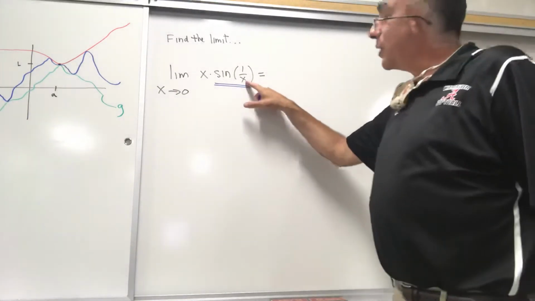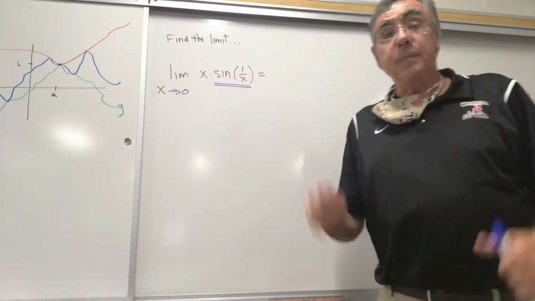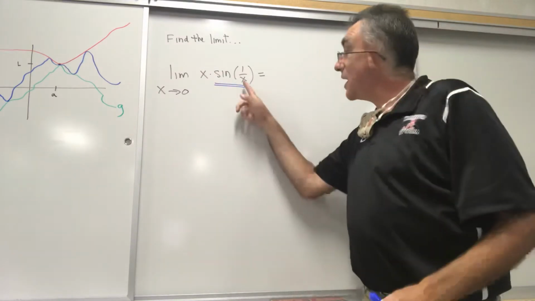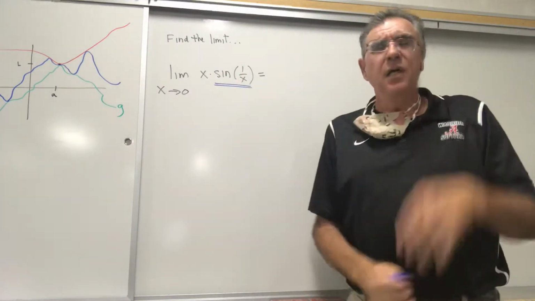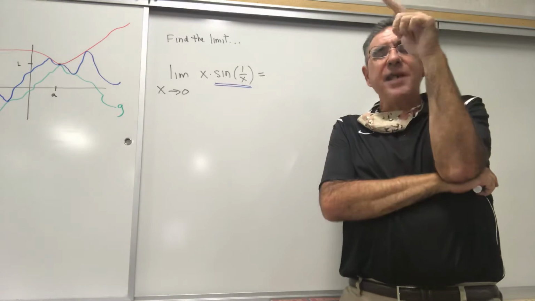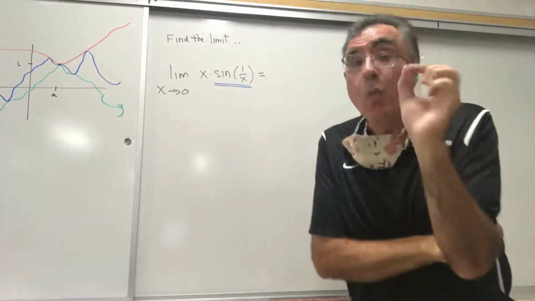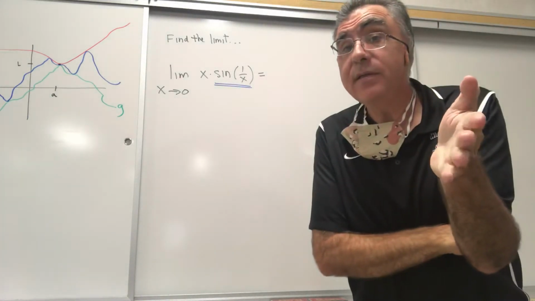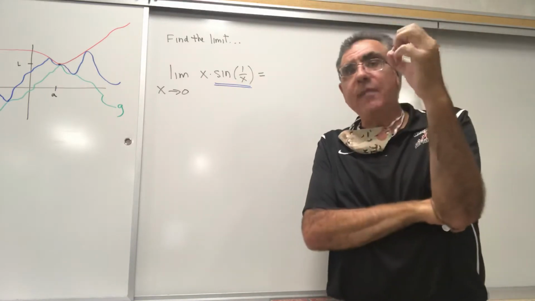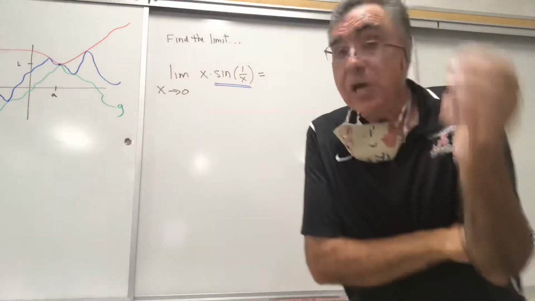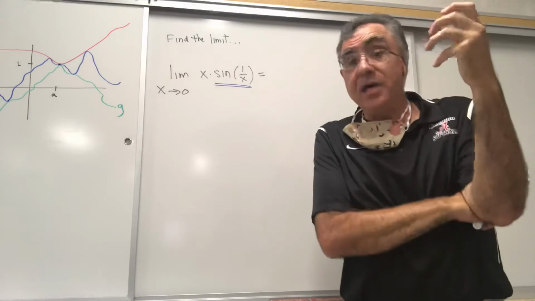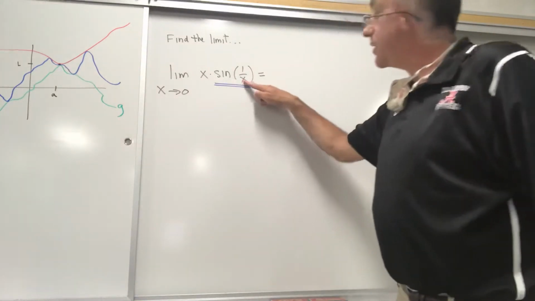Not normally, but around 0, okay? Think about it. Sine of 1 over x. Remember, 1 divided by a tiny number, like 1 divided by 1/10 is 10. 1 divided by 1/100th is 100. 1 divided by 1/1,000,000th is 1,000,000, right? So here's the weird thing.